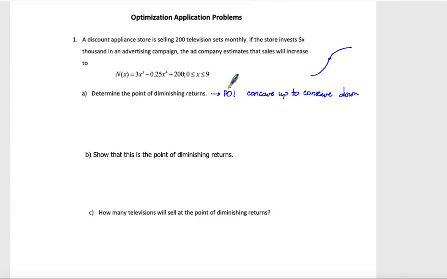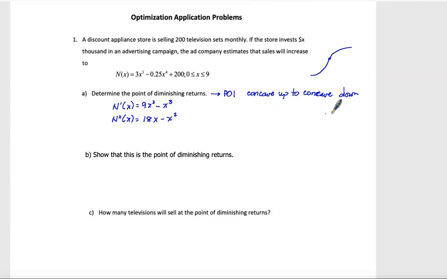We want to get the point of inflection, and therefore we have to get the second derivative. Of course, we need to find the first derivative first. So the first derivative here would be 9x squared minus x cubed. That's the first derivative. And then we get the second derivative, which is 18x minus x squared.